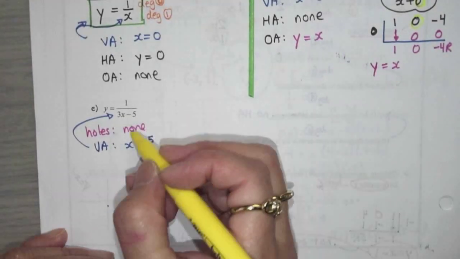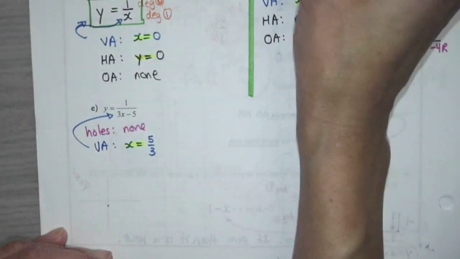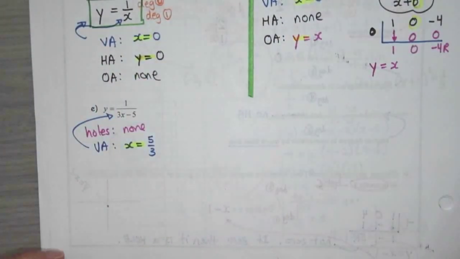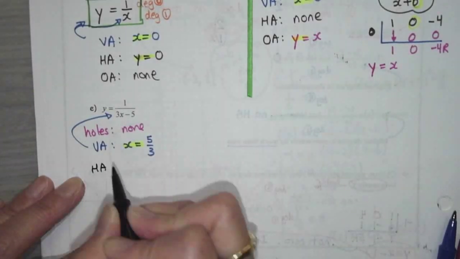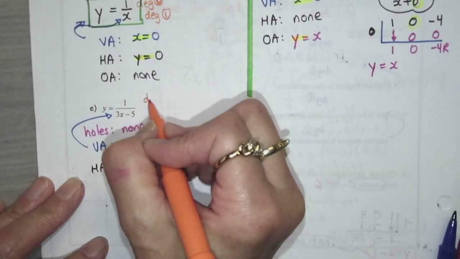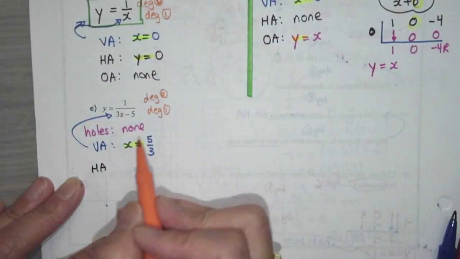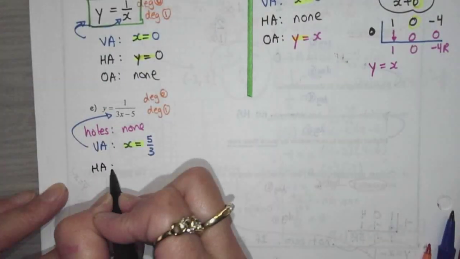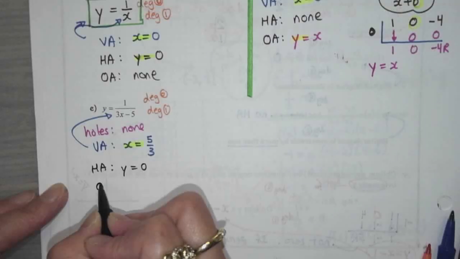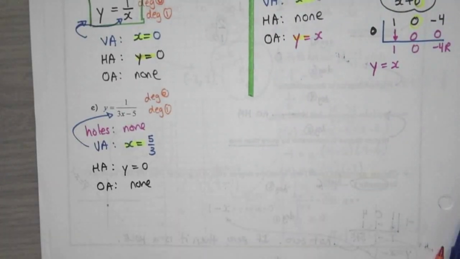And we're remembering always equations, right? So all of these are equations. Okay, and then horizontal or oblique. We're used to this now. It's going to be degree 0 and degree 1. Bottom is bigger. It's getting bigger on the bottom faster. It's dividing by a bigger and bigger number. So y equals 0, oblique asymptote: none, since there's a horizontal.